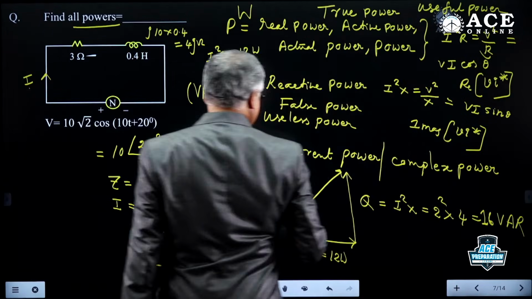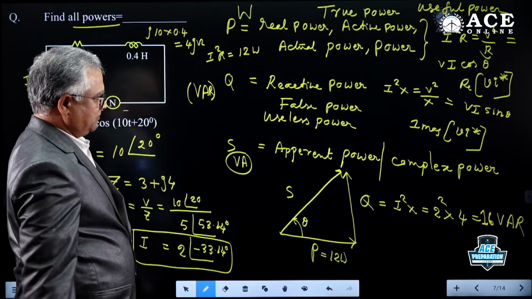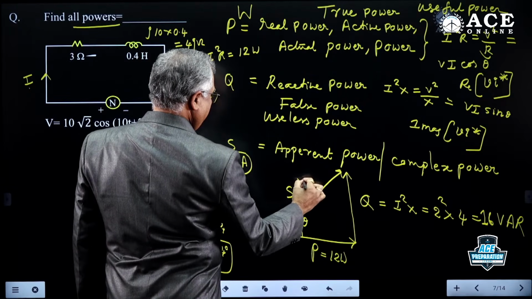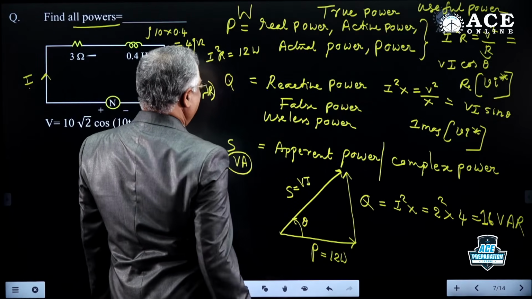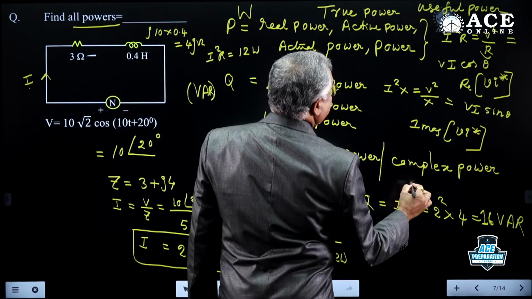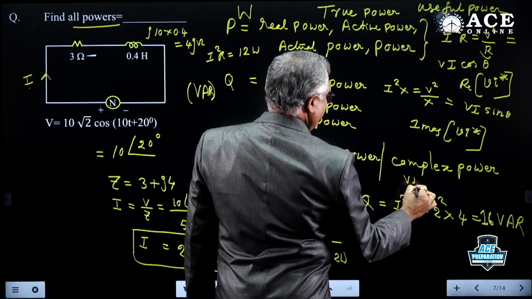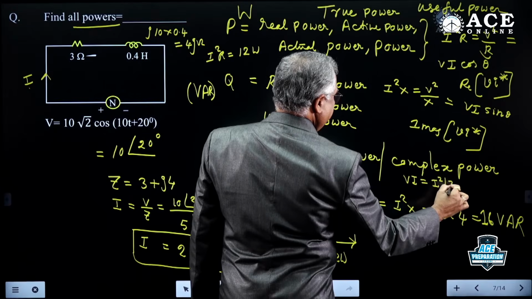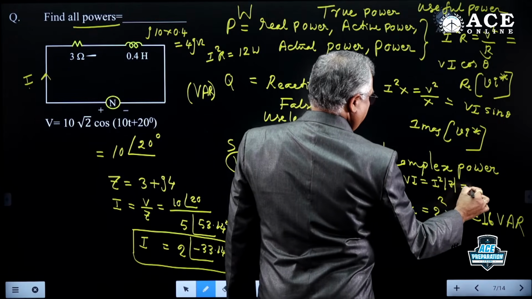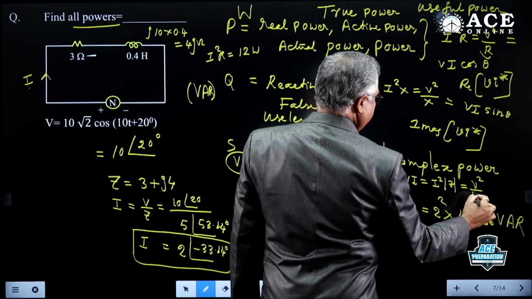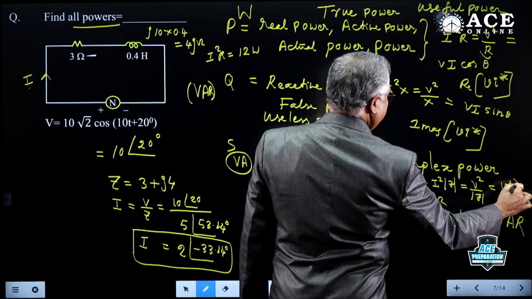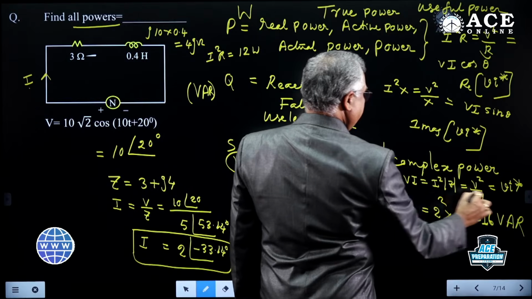Every topic, lot of theory will be there, so everything I am not explaining. Then S equal to VI. For S also 4 formulas: one is VI star, I square mod Z, V square by mod Z star. So using these four you can apply.